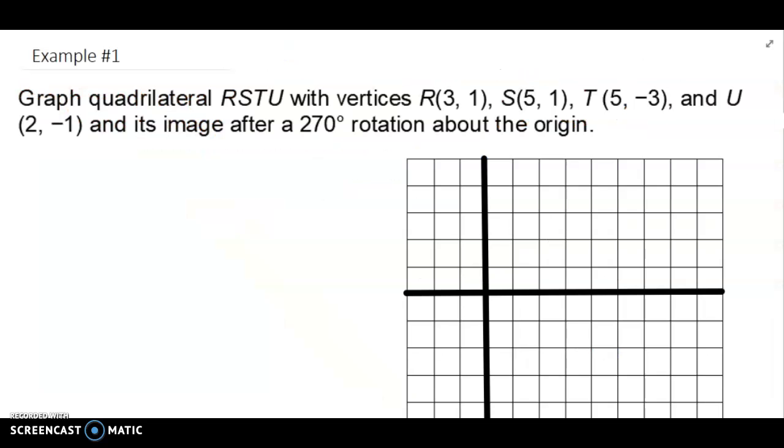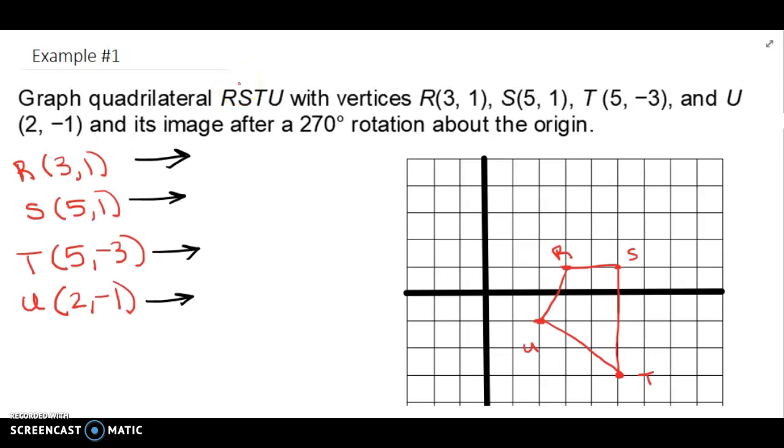All right, so let's do example 1 now. The first thing I'm going to do is plot RSTU. Go ahead and plot RSTU, and then we'll worry about the rest in a minute. I went and plotted my RSTU, and it looks something like this. This is a me thing, but it always helps me to write the points here, especially if I'm going to be using the rule.